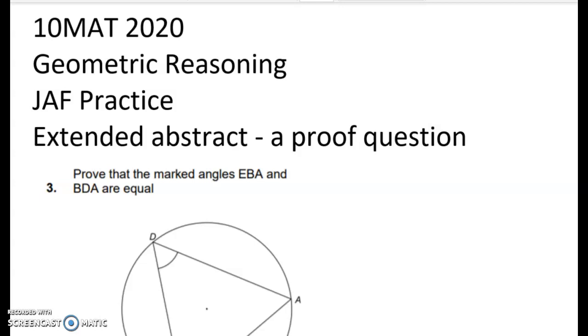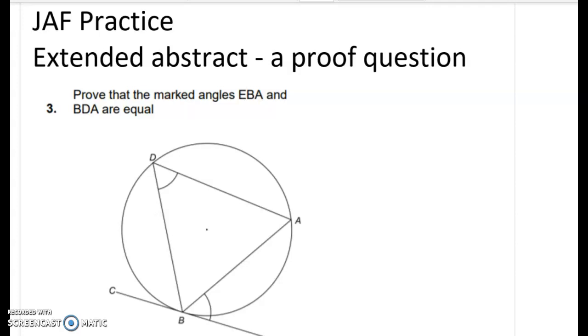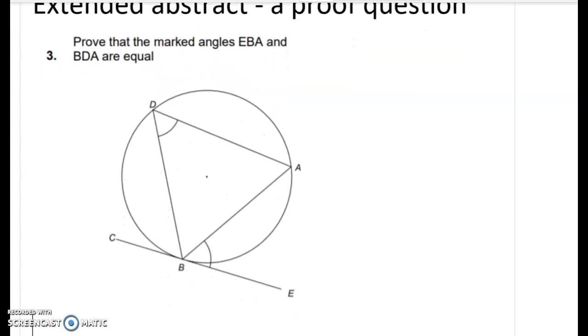Kia ora Year 10. This question is from a practice for the JAF on geometric reasoning, and I'm starting with some of the really tricky questions. This is an extended abstract question where you have to prove something. And in this question, what we've got to do is to prove that two angles are equal.